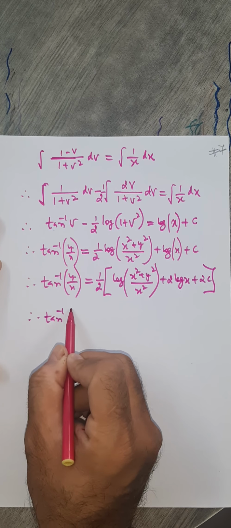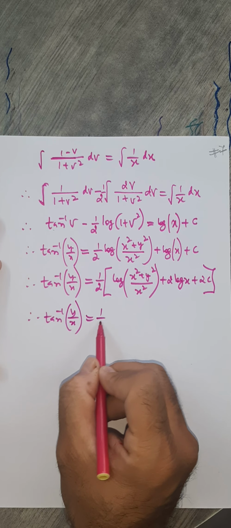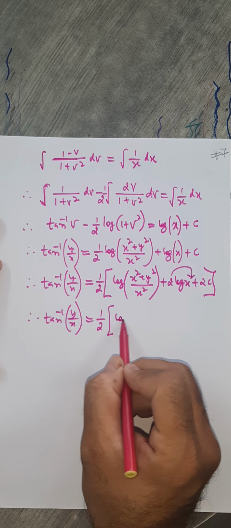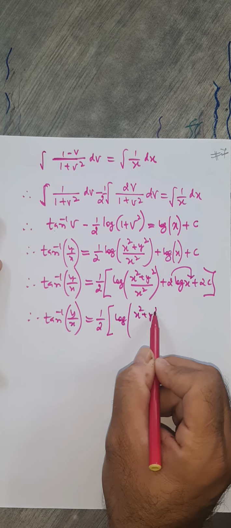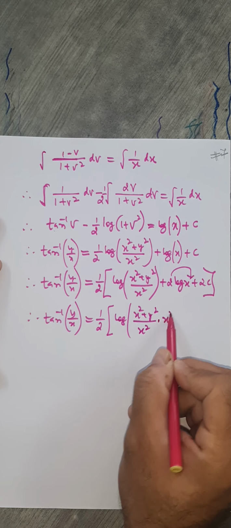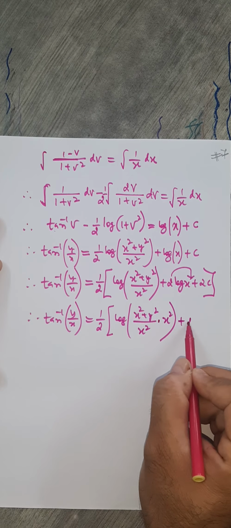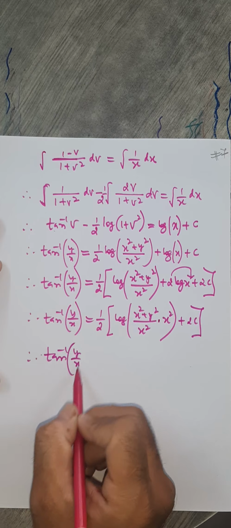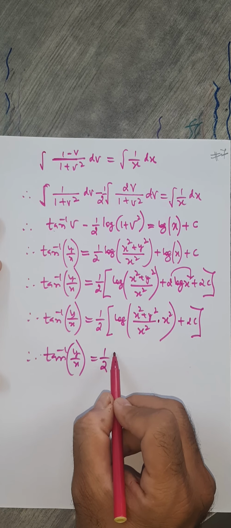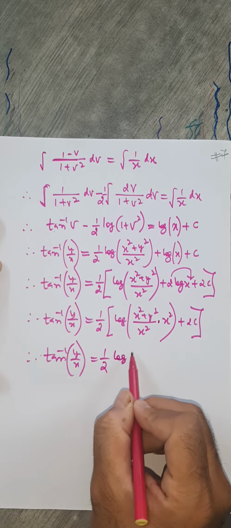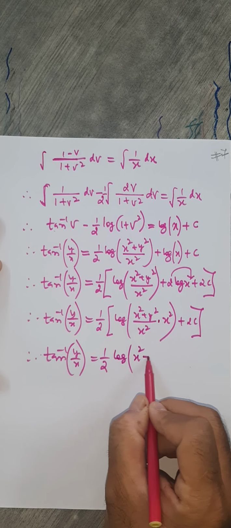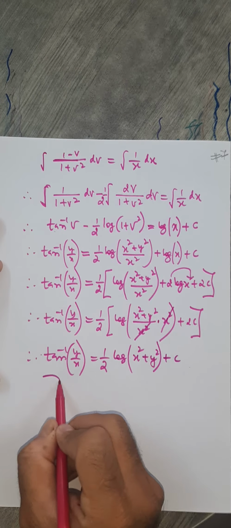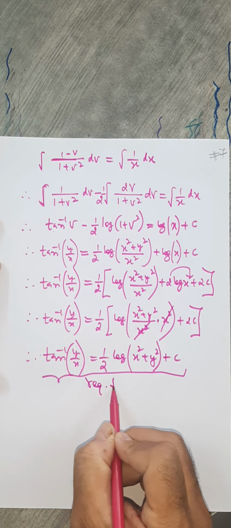So therefore tan inverse y by x equals 1 upon 2. Now here you can take this 2 in power and multiply this 2. So log of x square plus y square by x square into x square, taking log common, plus 2c as it is, remember. And therefore tan inverse, finally this is the last step, 1 upon 2 x square will get cancelled. So this is log of x square plus y square, this will get cancelled, and again this 2 will get cancelled, so we'll get the plus. This is the required solution.